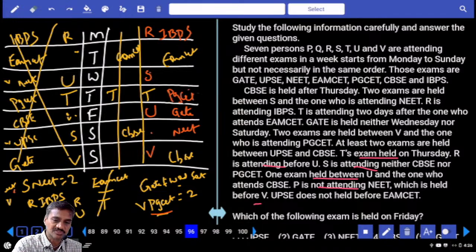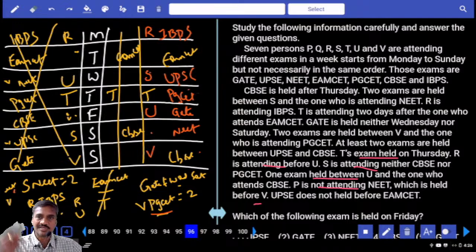Now, if PG set is here, then UPSC must be here. Between CBSE and UPSC, at least 2 examinations were there. Then regarding this, P is not attending NEET. Hence, P must be here. Now, if P is here, Q must be NEET.